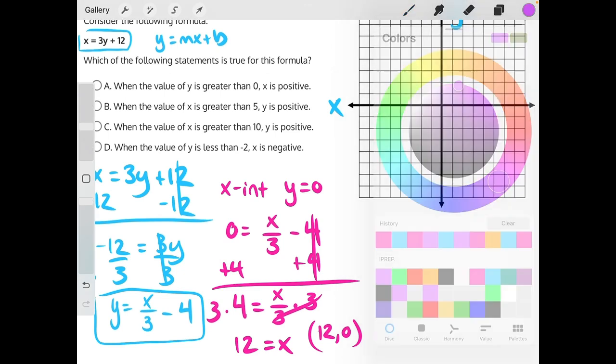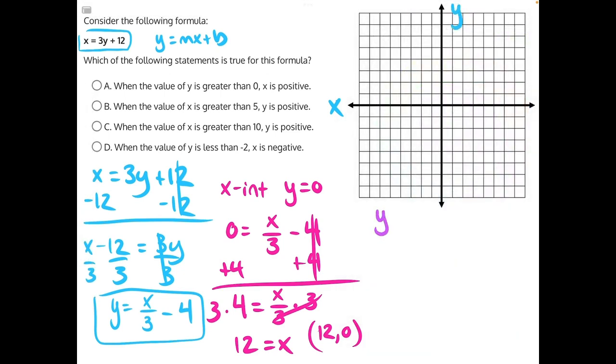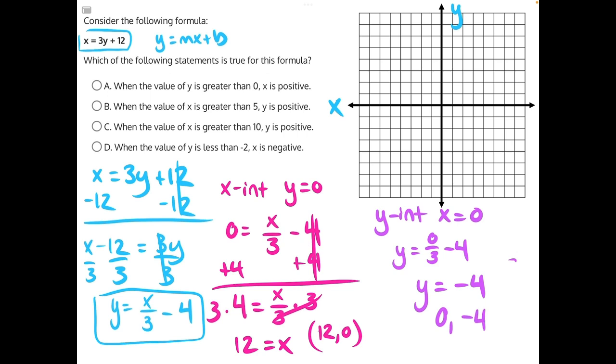Then we need to find our y-intercept, where x is equal to 0. So we'll write our equation. Y is equal to 0 divided by 3 minus 4. And 0 divided by 3 would just give us the number 0, leaving us with y is equal to negative 4, or the coordinate point 0, negative 4.